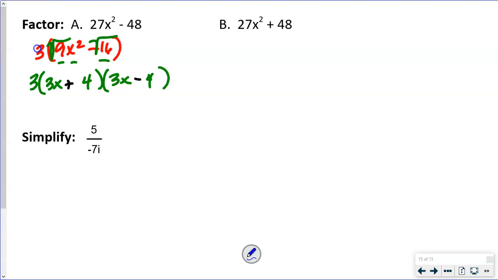So wow, this looks like the same problem over here, but what do you guys notice? Yes, it's got a plus sign. So we are going to factor out the 3 again. That's going to give us 9x squared plus 16.